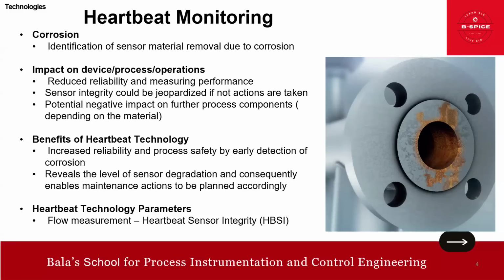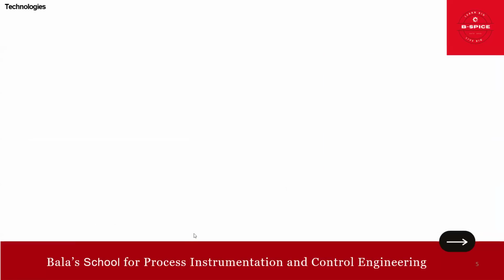So what parameters do we take for this measurement? You see here, flow measurement: we call it the heartbeat sensor integrity. This is important, this is the data they use for this technology. For flow measurement, it's the heartbeat sensor integrity. For point level, this is level measurement, they consider the fork frequency. Okay, right. This is about the technology.